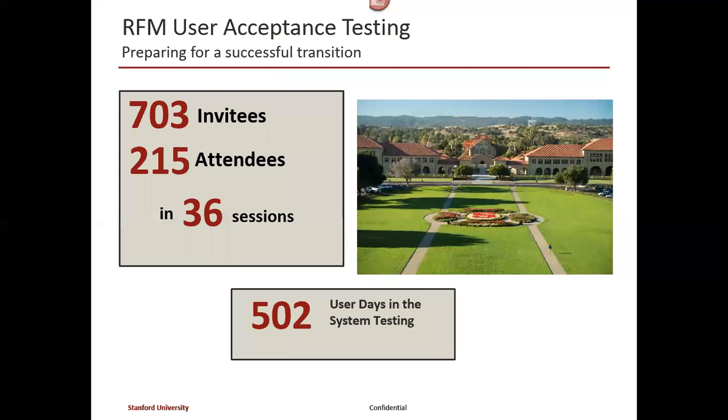Here we go, 703 people invited. 215 people actually came to a user acceptance testing, or joined the user acceptance testing group. We had 36 sessions, and we got 500 user days in the system testing. So those people found problems, bugs, and opportunities for enhancements.